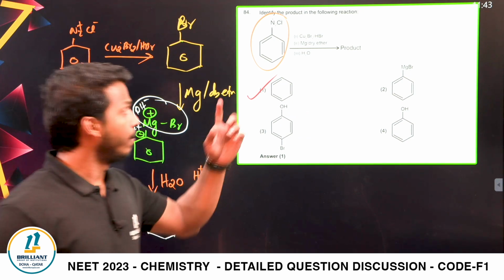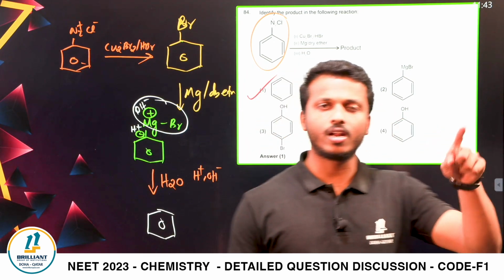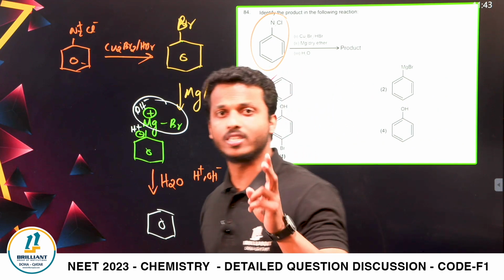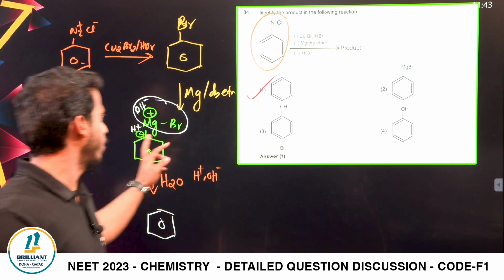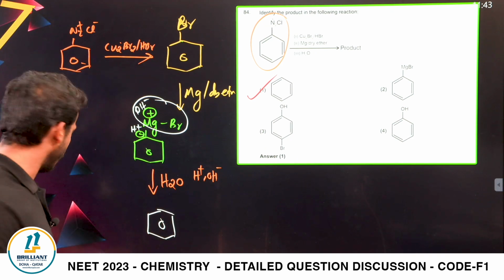So first, benzene diazonium chloride on Sandmeyer reaction gives you bromobenzene. Bromobenzene treated with Mg in dry ether gives Grignard reagent. Grignard reagent treated with water forms benzene here, right?